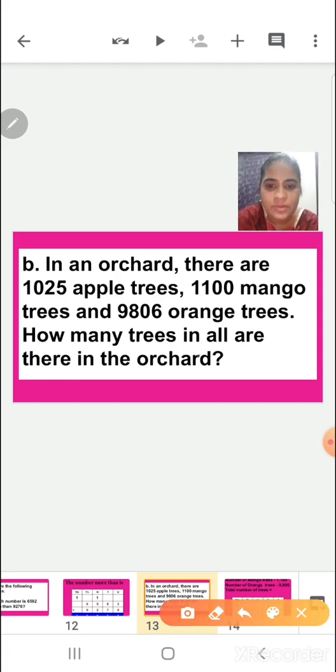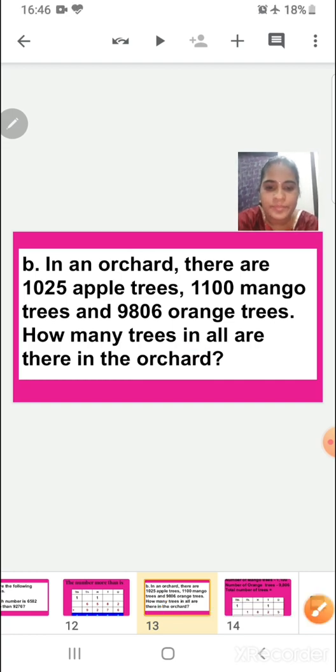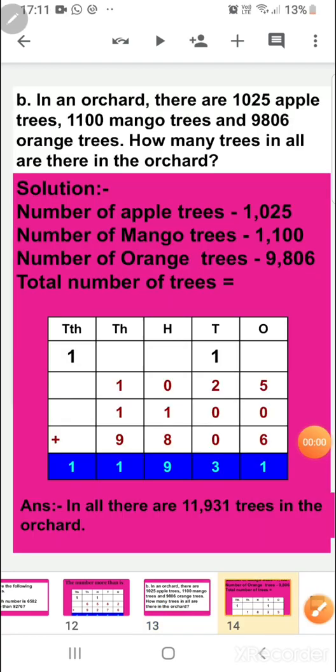Here, the keyword is in all. In all here means that we have to add all the number of trees, right? So, let us solve the sum. Children, in word problem, there are 3 things. First is writing the statements, second is solving the sum, and third is writing the answer. So, first one, which is we have to find the statements.